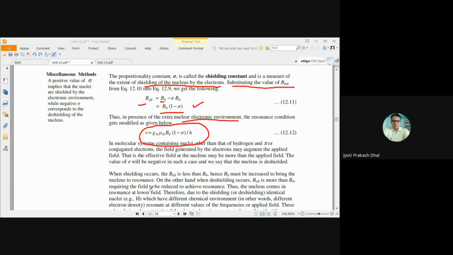So here we will take just 2-3 minutes gap, and after that again we will start. Stay here.